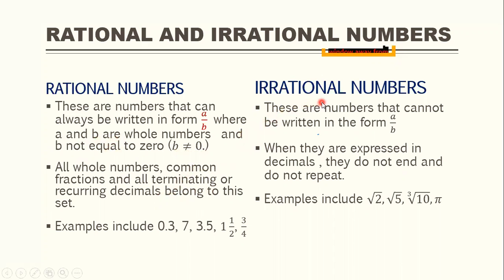Then irrational numbers are numbers which cannot be written in the form of A divided by B. Their decimals do not end, and they do not recur. Some examples are root 2, root 5, root 3, root 10, and pi. So these are what we call irrational numbers.